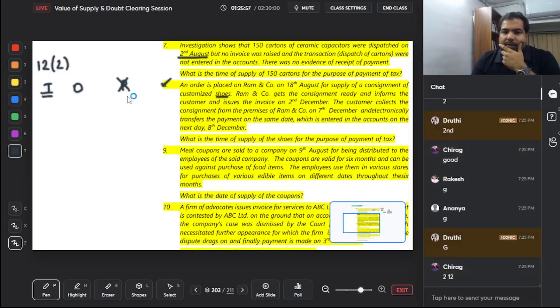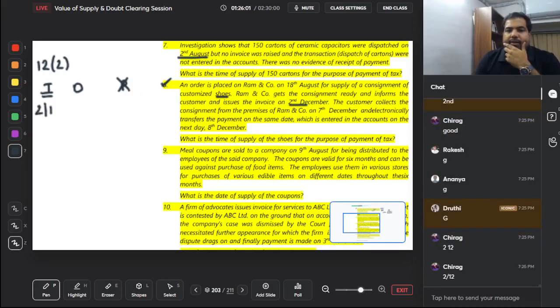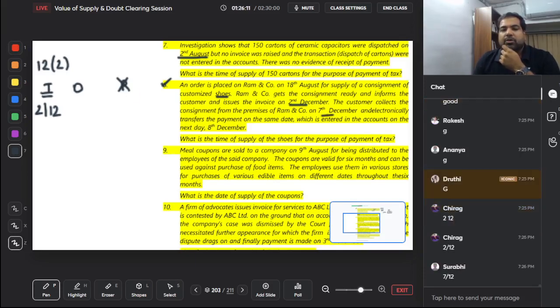Guys, invoice date, where is it given? Invoice on 2nd December. Yes, 2nd December. And guys, when was the due date? When were the goods removed or delivered? The customer collects the consignment on 7 December. So 7 December. So which is earlier, guys? 2nd December.